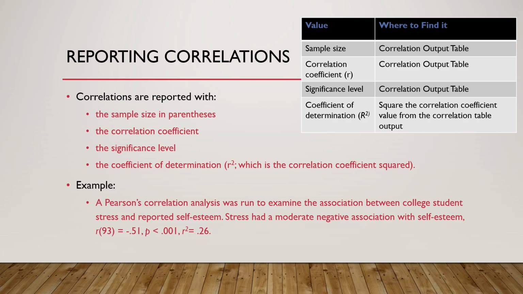So in our example here, a Pearson's correlation analysis was run to examine the association between college student stress and reported self-esteem. Stress had a moderate negative association with self-esteem. r of 93 participants equals a correlation coefficient of negative 0.51, which was moderate. Then the p-value was less than 0.001, that's the significance, and then r squared equals 0.26. I simply multiplied negative 0.51 by itself, and I got 0.26.